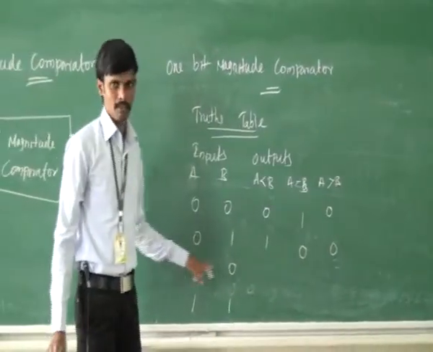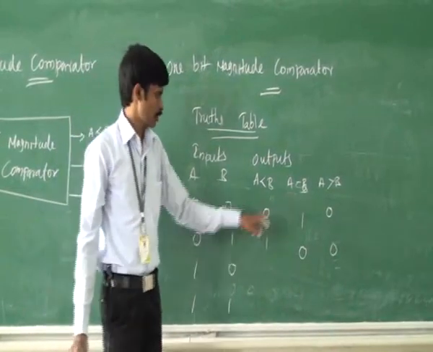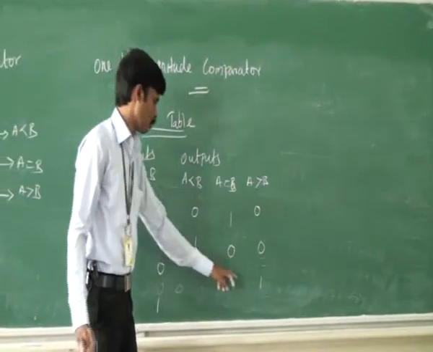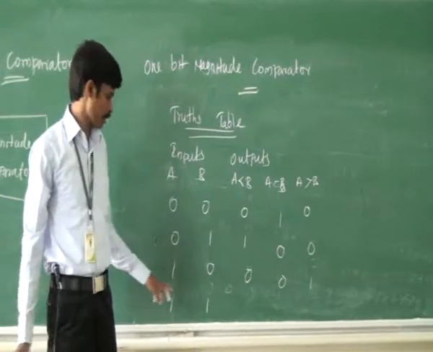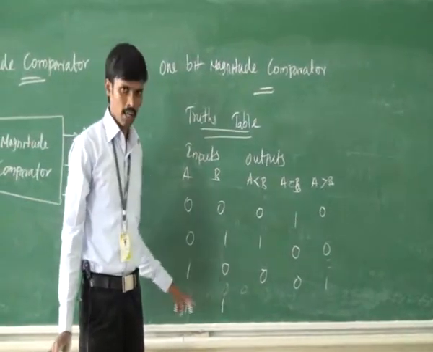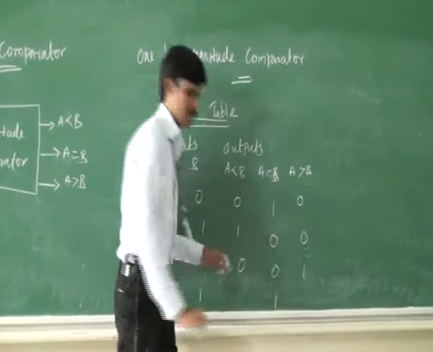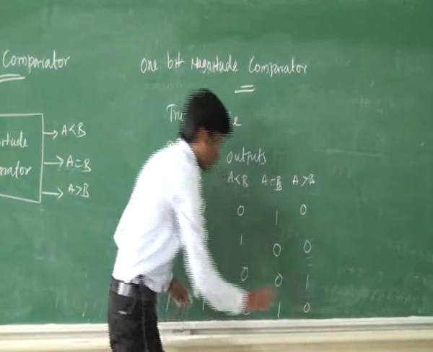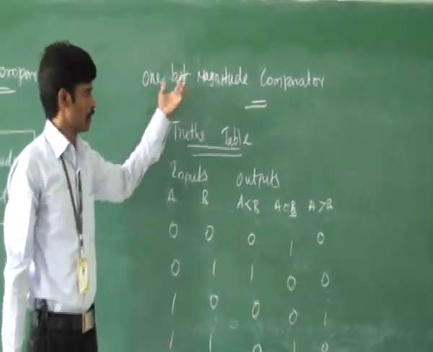Then the third combination is 1 0. Now 1 is greater than 0. So A is greater than B. Then the remaining outputs will be 0. Then the fourth input is 1 1. 1 is equal to 1. So A is equal to B. Then the remaining outputs will be 0. This is the truth table for 1-bit magnitude comparator.